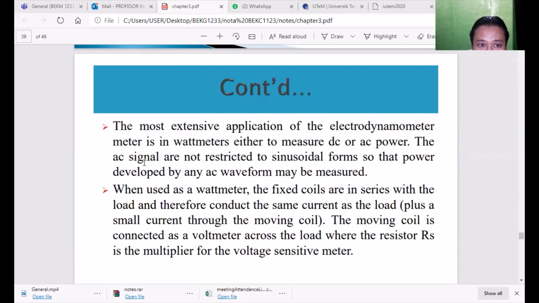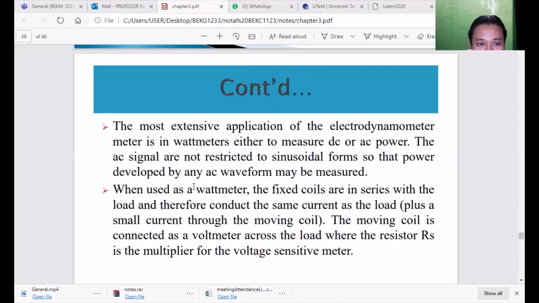Okay, the AC signal is not restricted to the sinusoidal form, so the power developed by any AC form may be measured. So we are not restricted to the sinusoidal, but can measure any AC form, rectangular form, trapezoidal form and so on, also using the electrodynamometer.